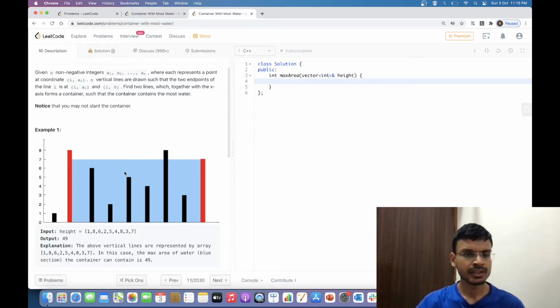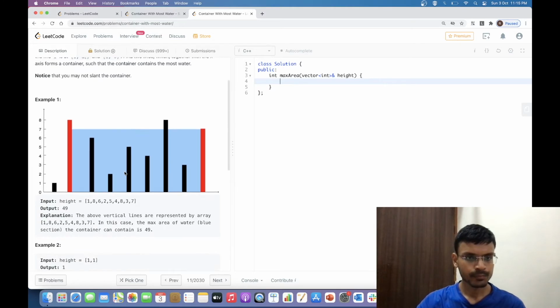Let's think of a better solution than this. The basic approach that a person can come up with is that the maximum water would be accumulated when we consider the first index and the last index, right? In that case, the distance between those two indexes would be maximum. The height of the water would be the minimum height among the first index and the last index.